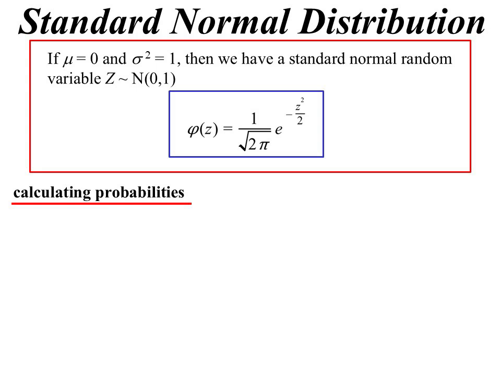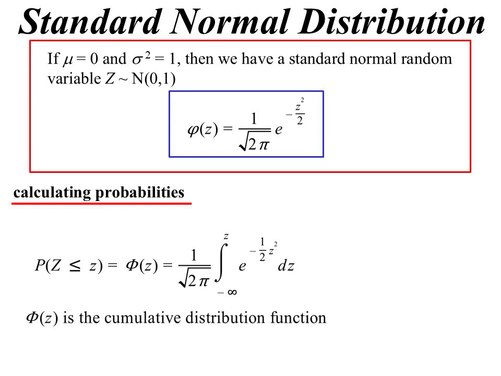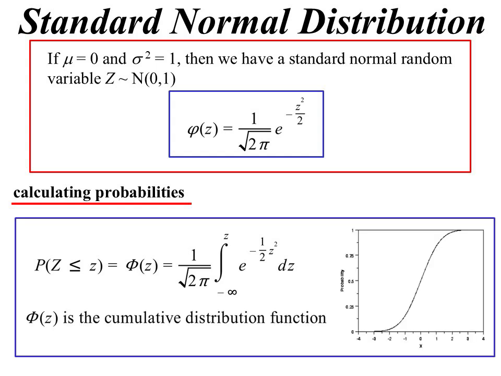How do we calculate the probabilities? Remember, our cumulative function then would become the integral of that function going from minus infinity up to z. Notice we use the lowercase for the density function, uppercase for the cumulative frequency. It's the cumulative distribution function. And there's a graph of that cumulative distribution function.